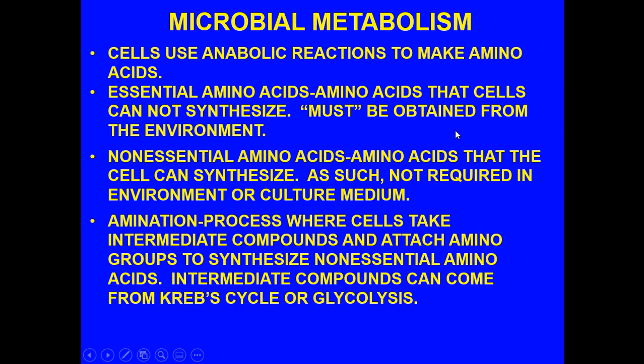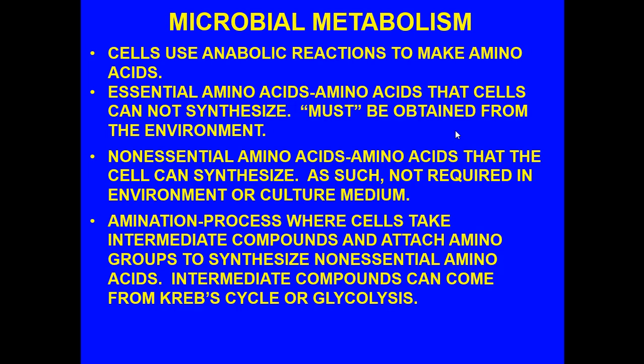Now, there are cells that will use anabolic reactions to make amino acids. Remember that there's a difference between essential and non-essential amino acids. Essential amino acids are those that the cell cannot synthesize. They must be obtained from the environment. So, to grow some of these organisms, they may need their essential amino acids added to their medium so that they can grow. Non-essential amino acids are amino acids that the cell can synthesize. As such, they're not required in the environment or the culture medium.